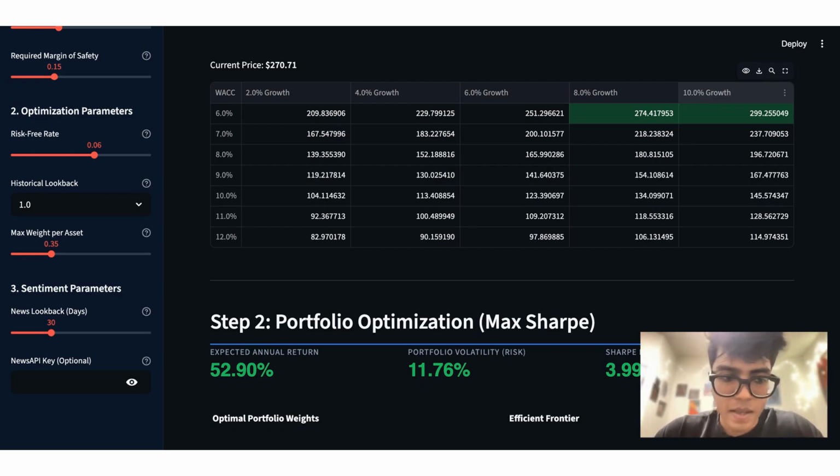of outcomes. At higher WACCs like 10 to 12%, intrinsic values drop significantly. That's because future cash flows get discounted more heavily. At lower WACCs with higher growth, the intrinsic value gets very large. This is textbook discounted cash flow behavior.